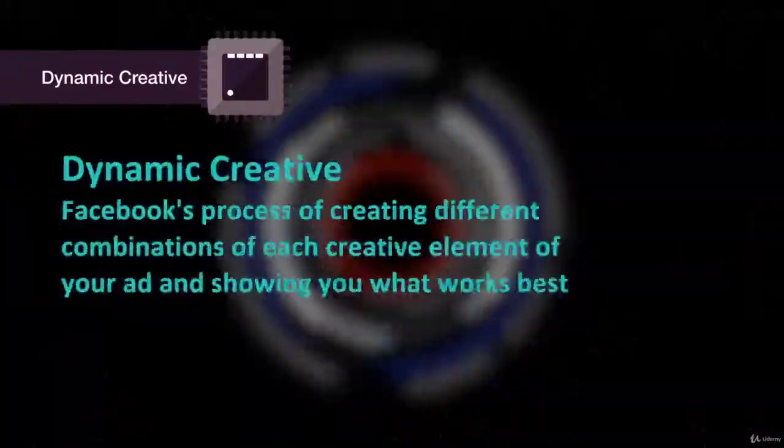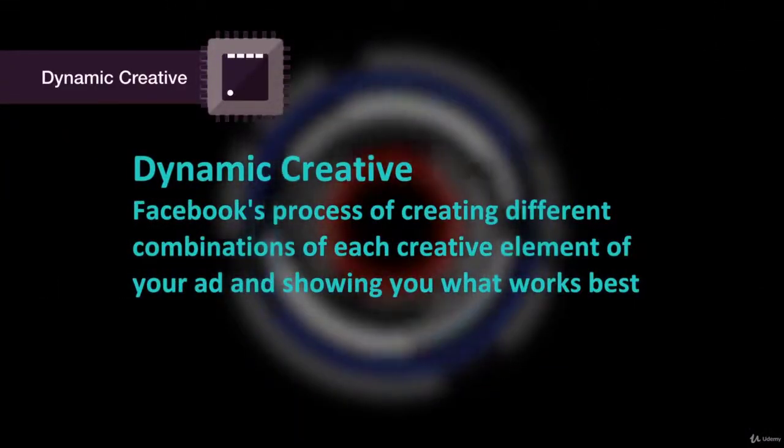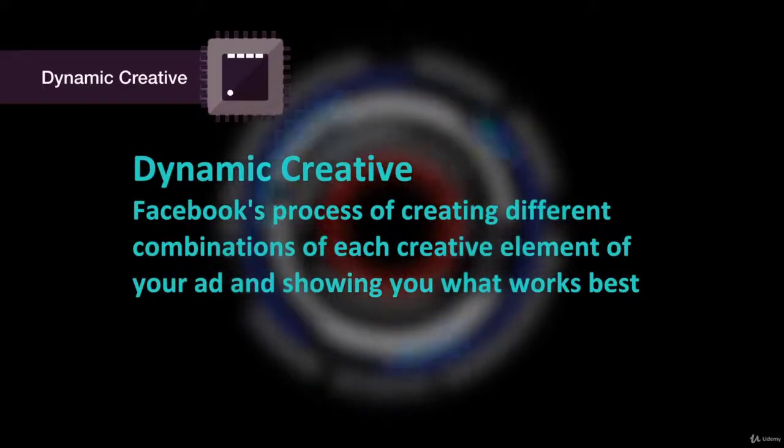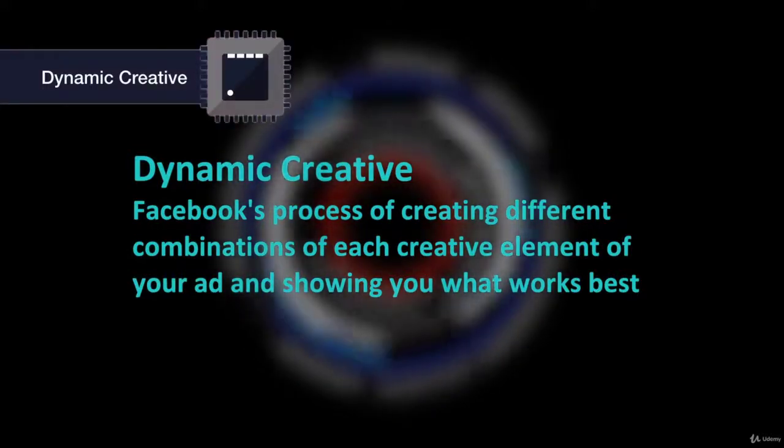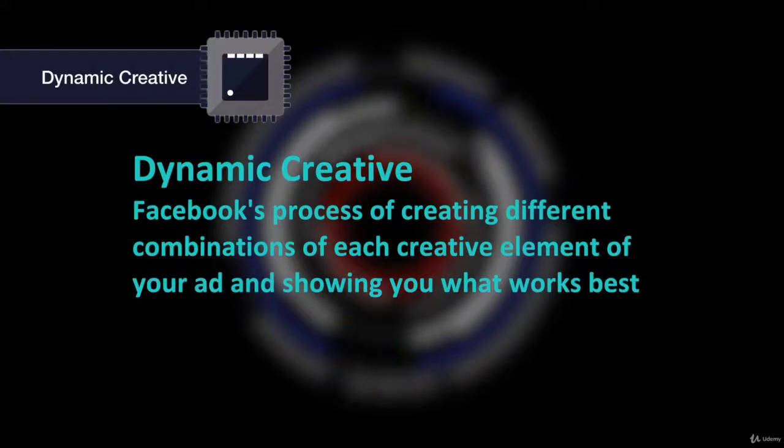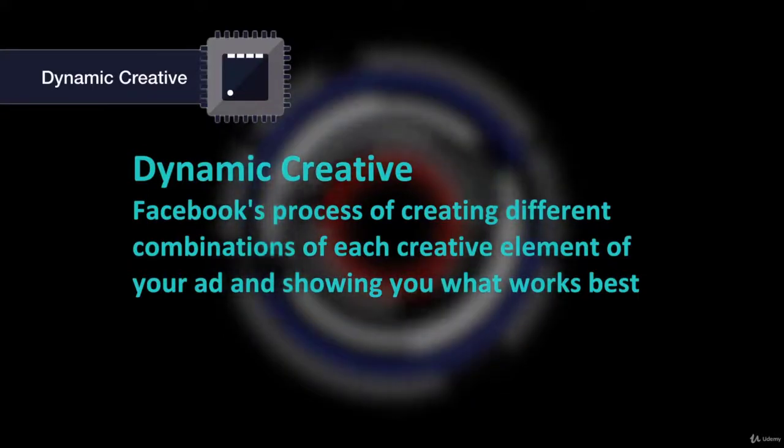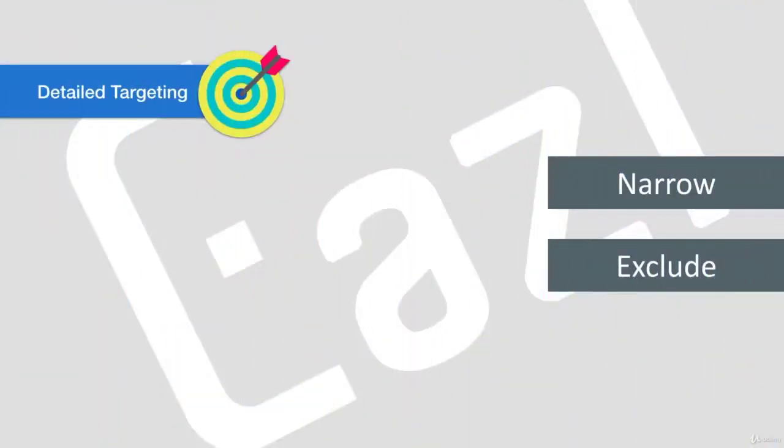Dynamic creative is Facebook's process of creating different combinations of each creative element of your ad and showing you what works best. You can activate dynamic creative for an ad by enabling this option in an ad set. At number 1 is detailed targeting. Targeting is one of Facebook for Business's best features.